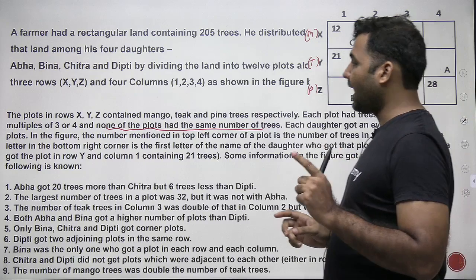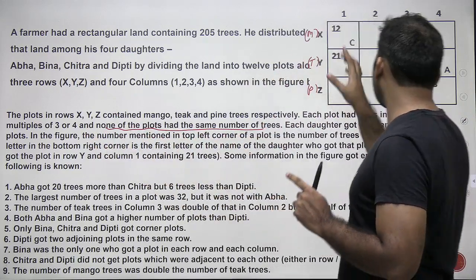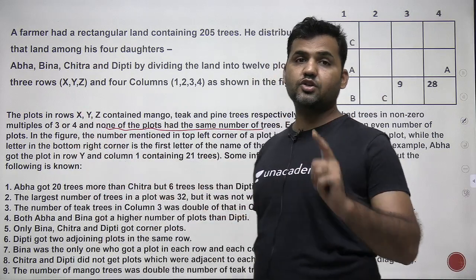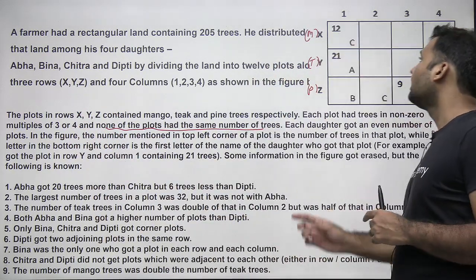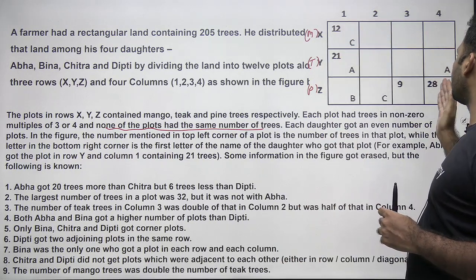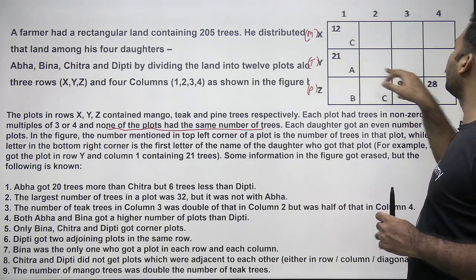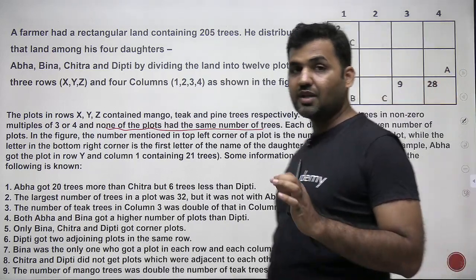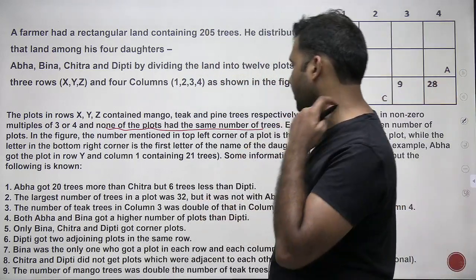Also, every number that should be coming in this whole plot must be a multiple of either 3 or 4. It should be a non-zero number. For example, here, you can see that this number is a multiple of 3. This is also a multiple of 3. This number is a multiple of 4. This is 3. All the values that you're supposed to fill in over here are supposed to be multiples of 3, right? Or 4.